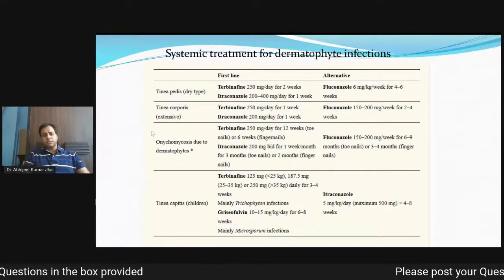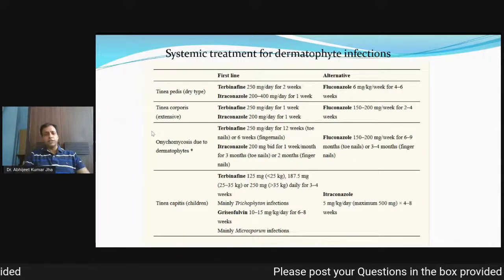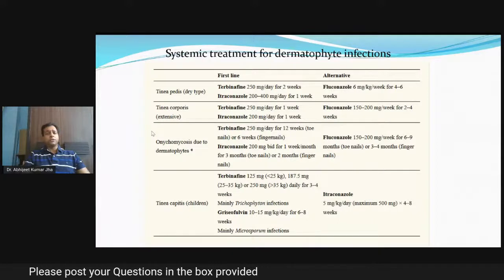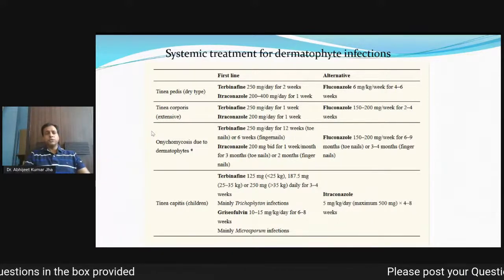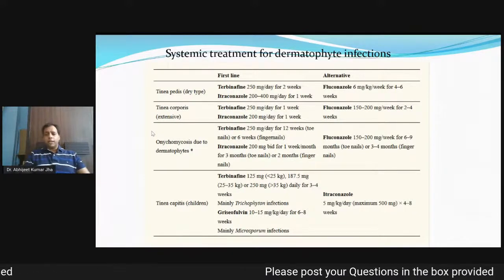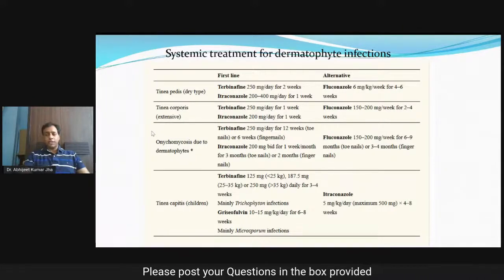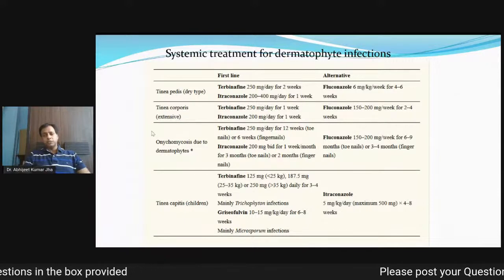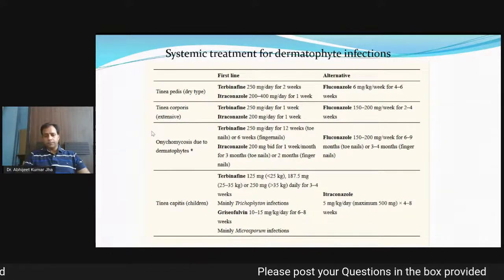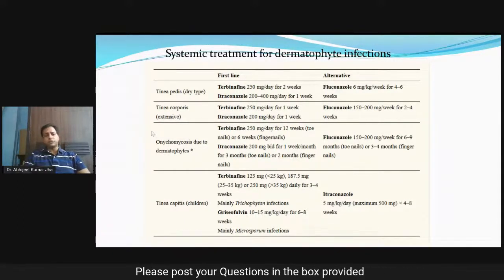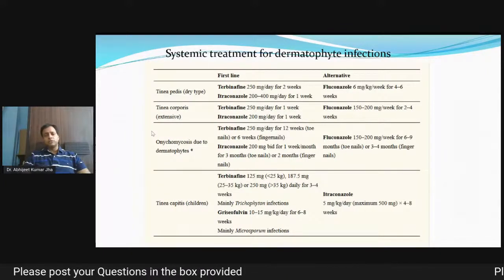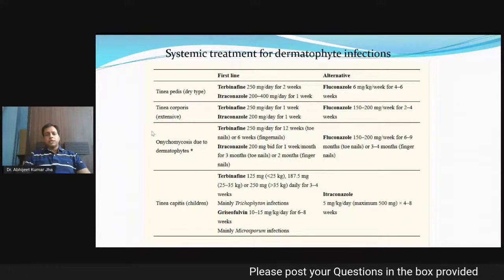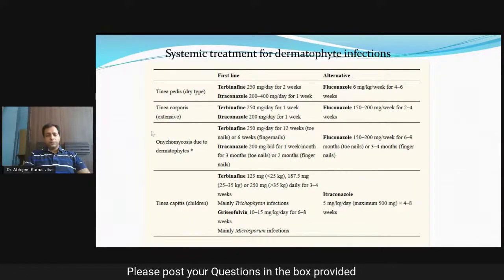Now, these are systemic treatments for dermatophyte infections, but there is no saying that if it's tinea pedis, we're going to use it for 2 weeks or 1 week. I think in our practice we are going to use it for a longer time, and in general, in tinea corporis or cruris, I think most of us take at least 3 months to treat these kinds of infections. Now, onychomycosis due to dermatophytes, terbinafine, itraconazole, fluconazole can be used. Now, tinea capitis, most likely we use terbinafine or griseofulvin.